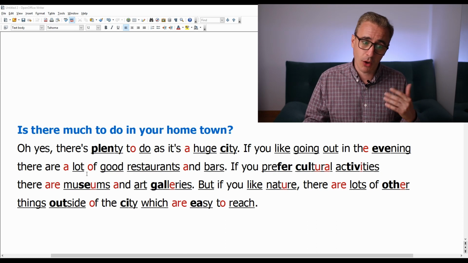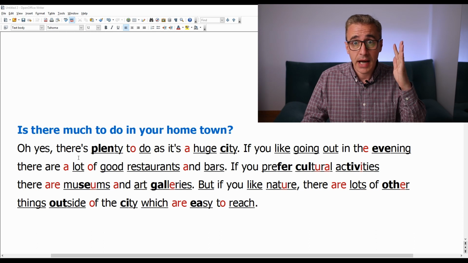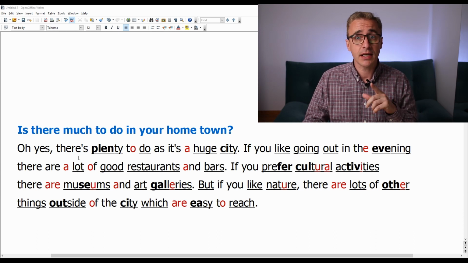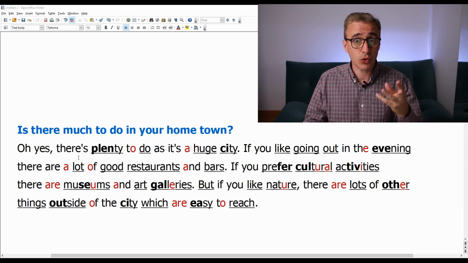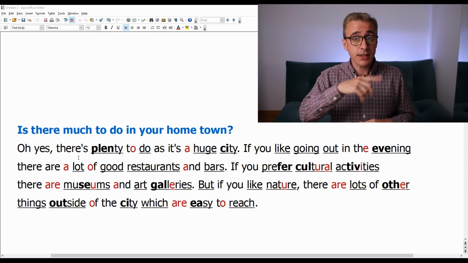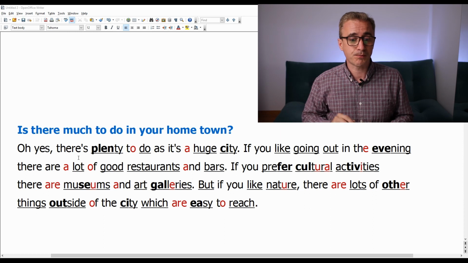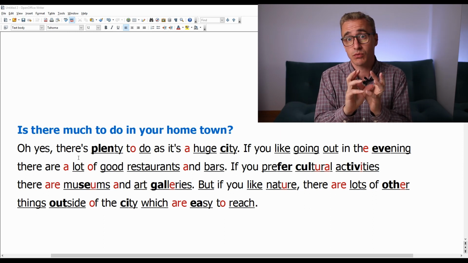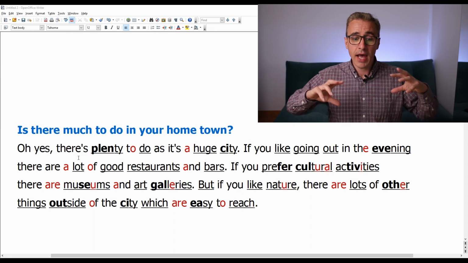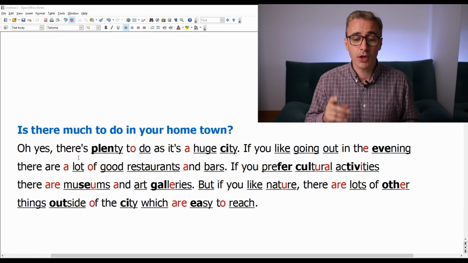So first we have here, oh yes, there's, no, it's a z sound, there's plenty to do. So notice I say ta here, so I'm using the schwa, not to do. And we're going to link it to that do, to do. Plenty to do, plenty to do. As it's, you know, so we can connect these two words together actually, and they're reduced as well. As it's, we're going to use the schwa here.